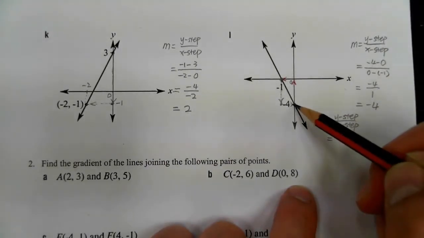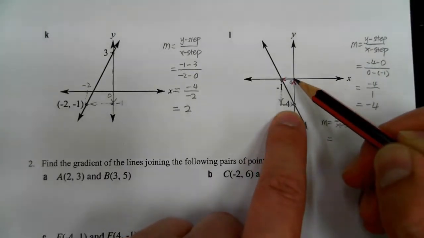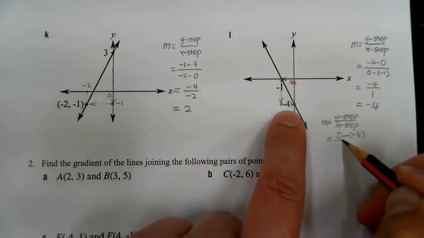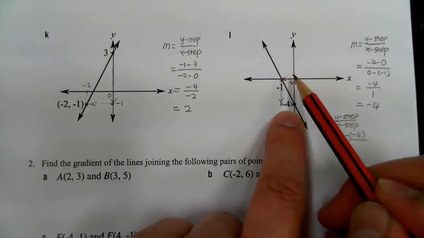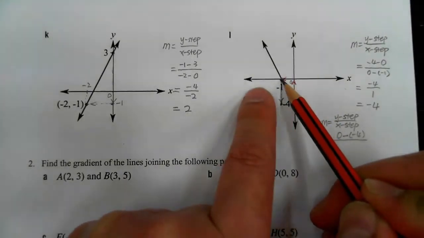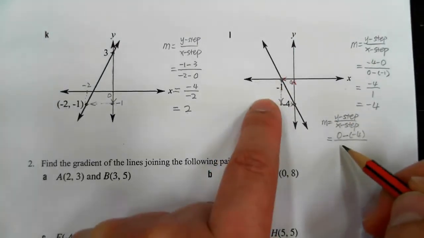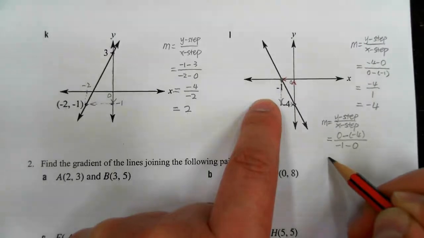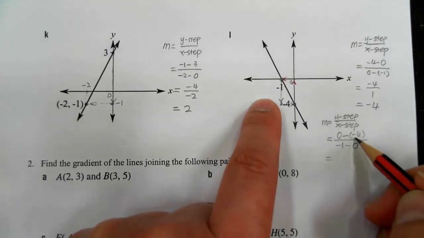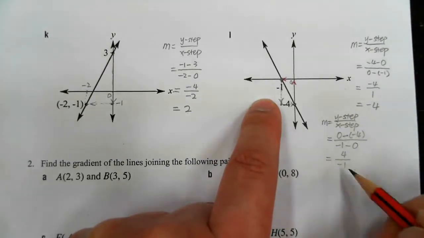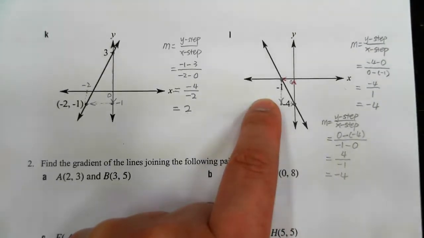This is always y step over x step. So for the y step, I start from here and I end at 0. So that is 0, take away -4. And then I start from here and end here. So that is my ending point, which is -1. This is my starting point, which is 0. So that is -1, take away 0. Now, 0 take away -4 is 4, and at the bottom is -1. So you can see it's still -4. So the answer is the same.